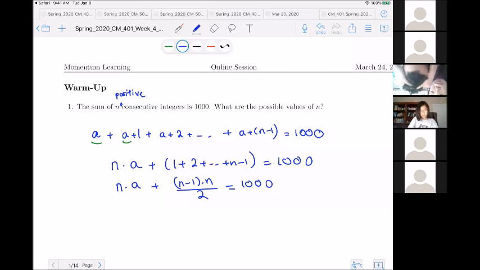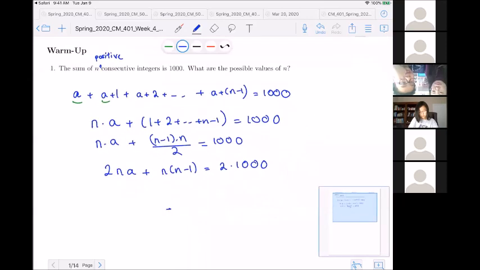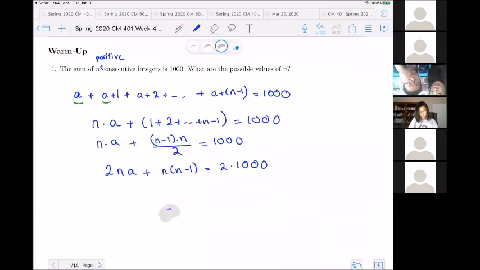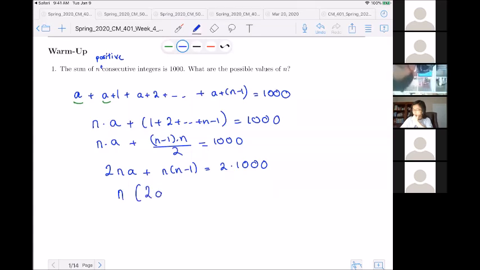Okay? So now, let's multiply everything by 2. I get 2na plus n times n minus 1 is equal to 2 times 1000. Now, let's factor n here. If I factor n, I get n times (2a plus n minus 1), and that is equal to 2 times 1000, okay?